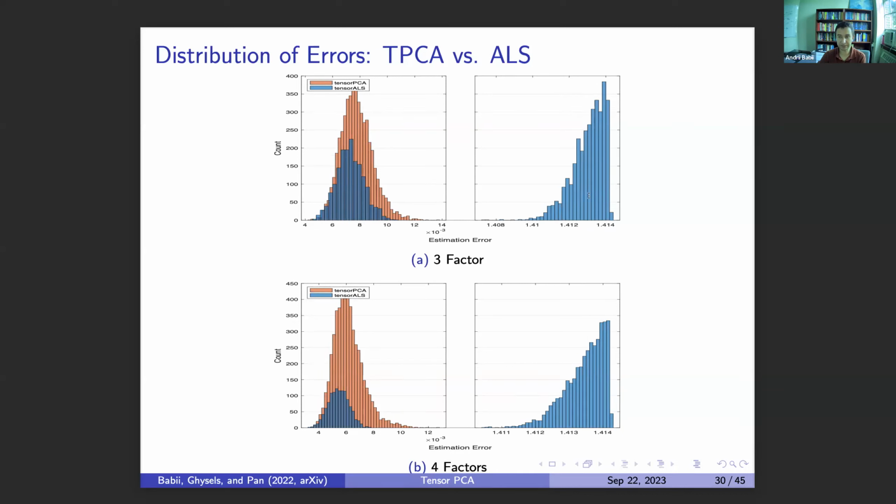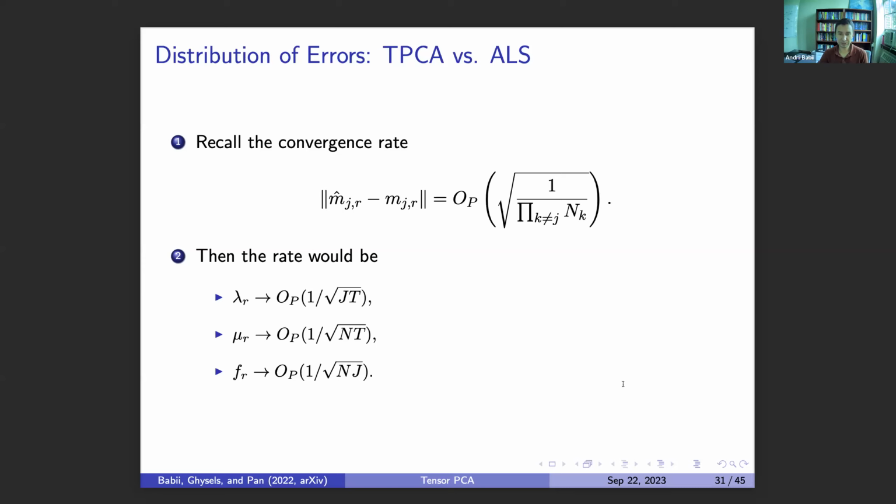So next, we would like to look at whether our convergence rates can be confirmed by Monte Carlo simulations. So this is the convergence rate that we got for factors or loadings. The rate would be 1 over square root of JT when we fit the cross-sectional loading lambda, 1 over square root of NT if we fit a loading mu, and for the factor, we would get 1 over the square root of NJ.